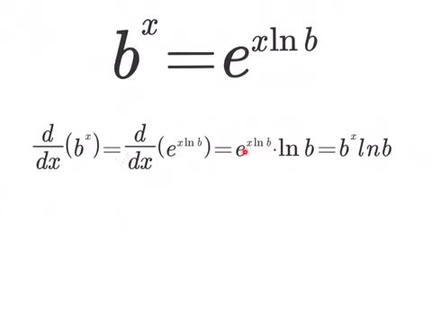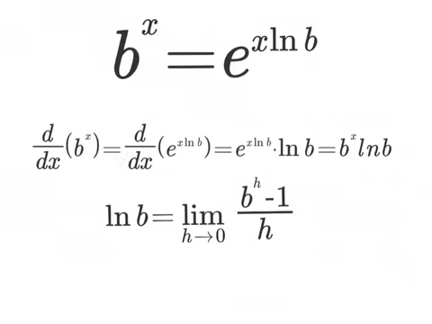And when you have a constant times x and you take the derivative, you get the constant, in this case the natural log of b. And then if we rewrite e to the x times the natural log of b, we get b to the x times the natural log of b. And look at here. Here we have it. The derivative of b to the x is equal to b to the x times the natural log of b, which is exactly what we wanted to prove.